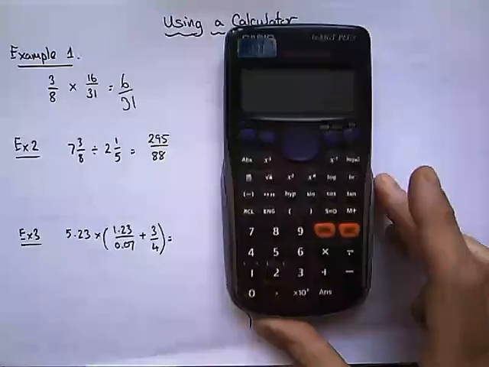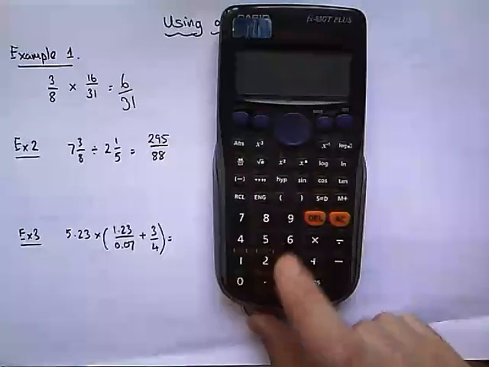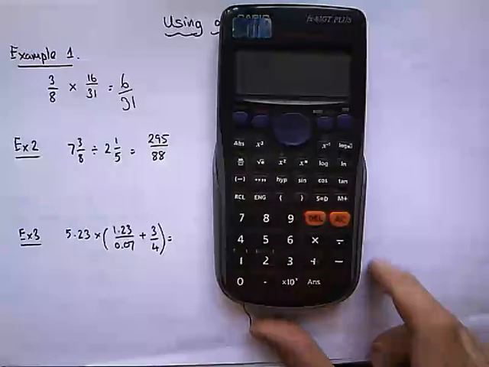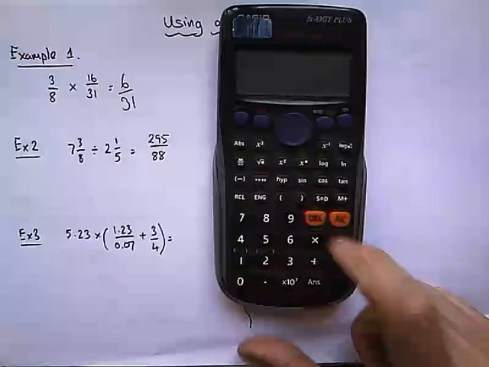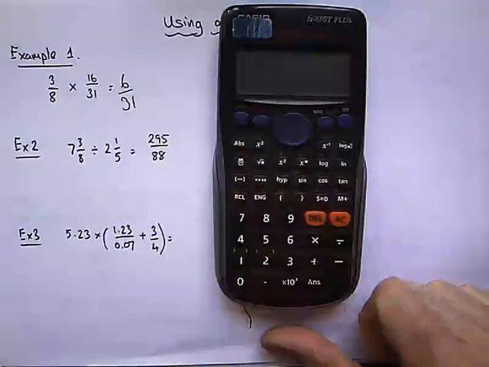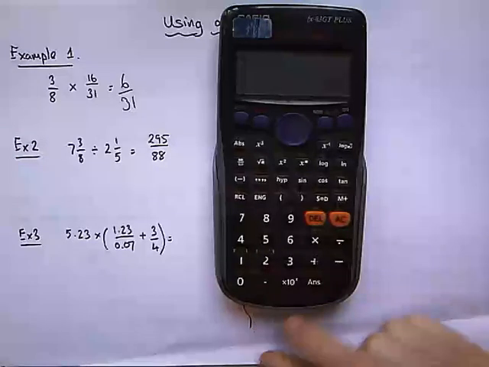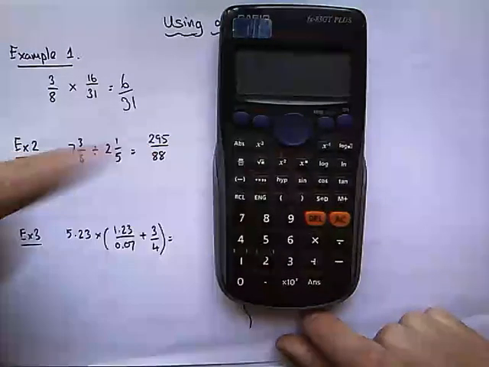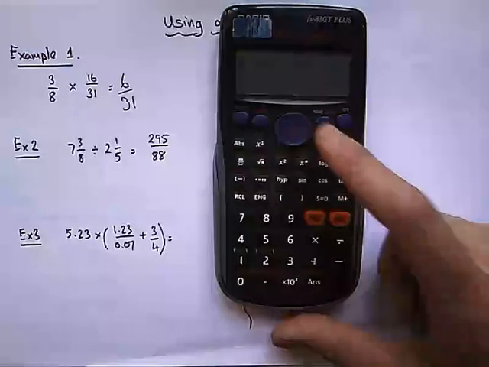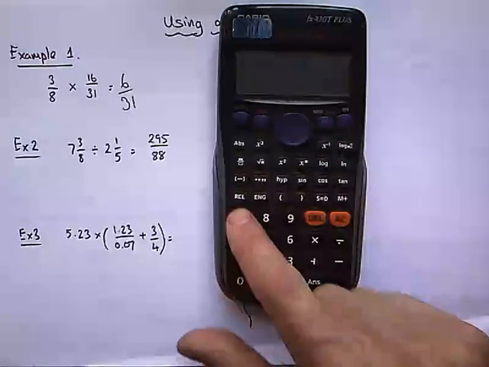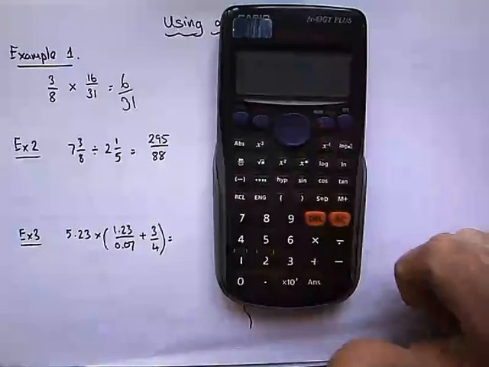Right, other calculations. Example 3 is pretty straightforward. You just need to use your brackets this time. So we have 5.23 times by, then open your bracket, and then we have a fraction plus another fraction. So we're going to need to use the fraction button. So a fraction 1.23 divided by 0.07. Use your arrow button to get away from that fraction because that's complete now.